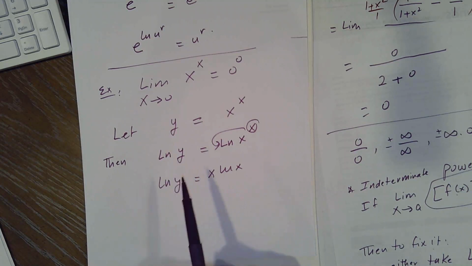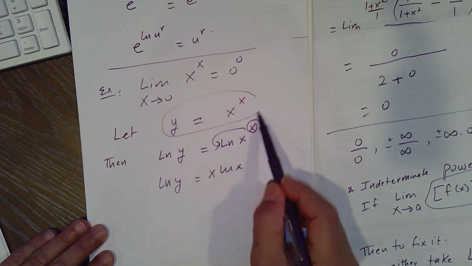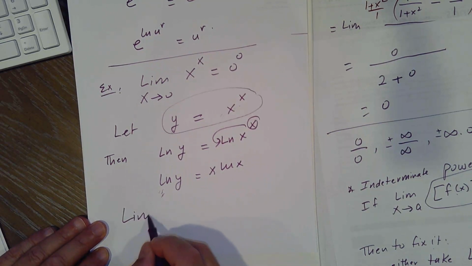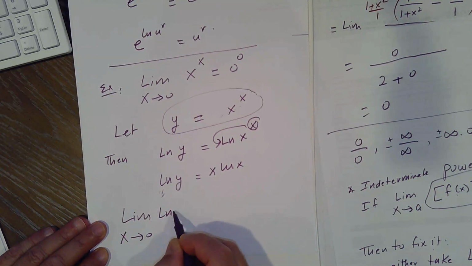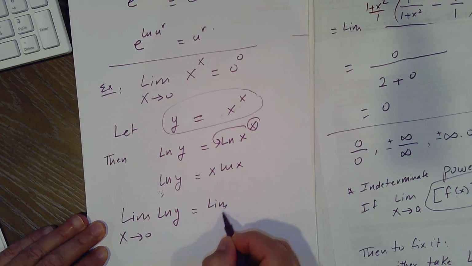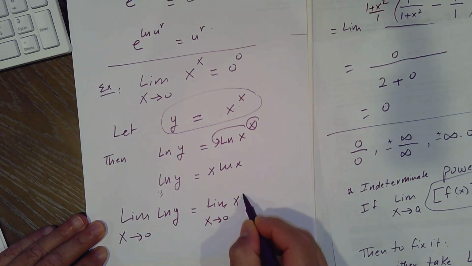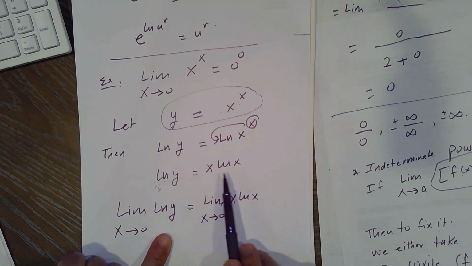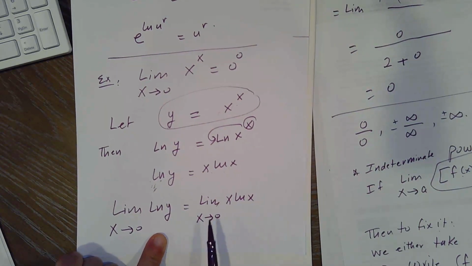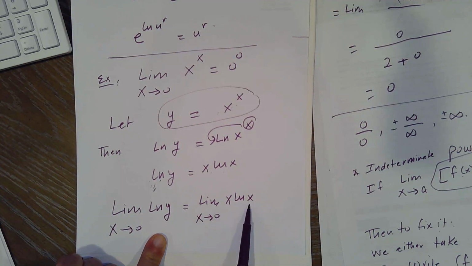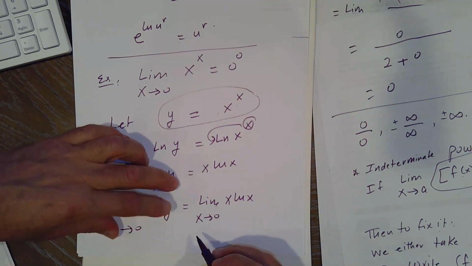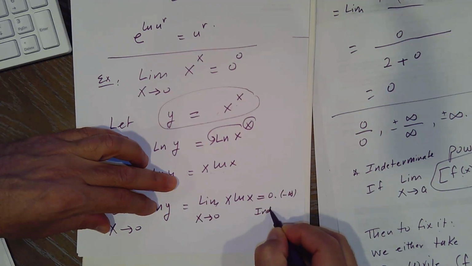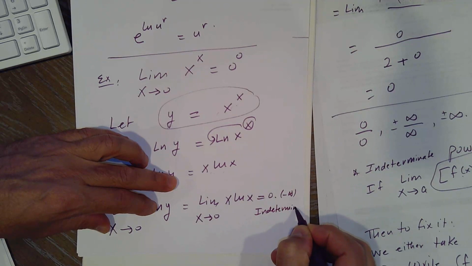Remember, my objective is to find the limit of x to the x, which is the limit of y, but I want to do the limit of ln of y first, then I will get y. So it's the limit as x goes to 0 of x ln of x. If I plug in 0, it will be 0 times negative infinity, which is indeterminate. And remember what we did for that? We wrote it as a fraction.